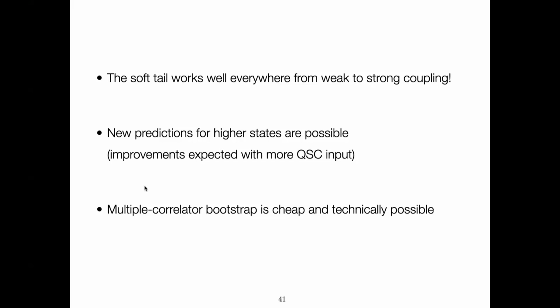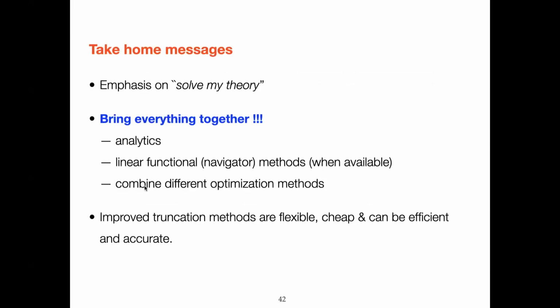We have spotted particular things that we can change or implement that can improve our results. So we didn't try to publish these results for the higher states because we can see how we can improve them even further. Okay, and then as I said, multiple correlator bootstrap is cheap and technically possible. So this is essentially my last two slides.